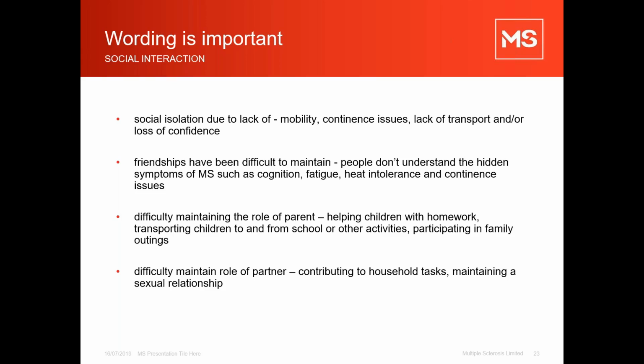Friendships have been difficult to maintain. People don't understand the hidden symptoms of MS, such as my cognition, fatigue, heat intolerance, or continence issues. Wording like it's difficult to maintain my role as a parent to help the children with their homework or transporting them to and from school or other activities and participating in family outings.